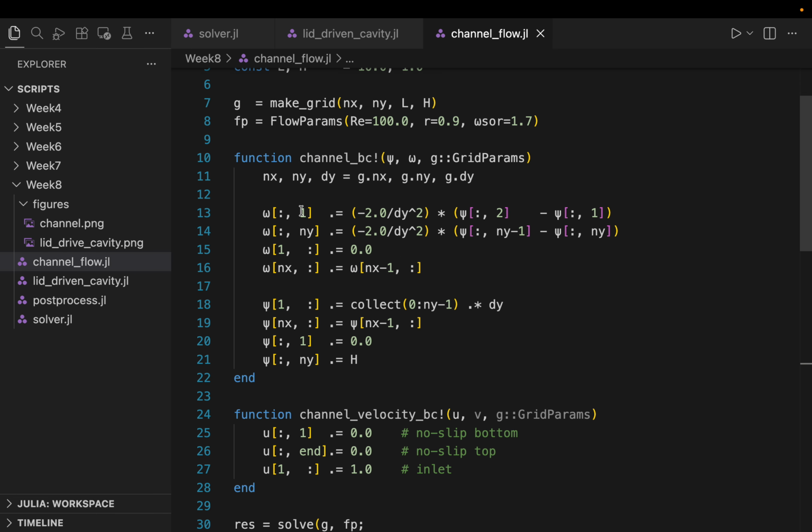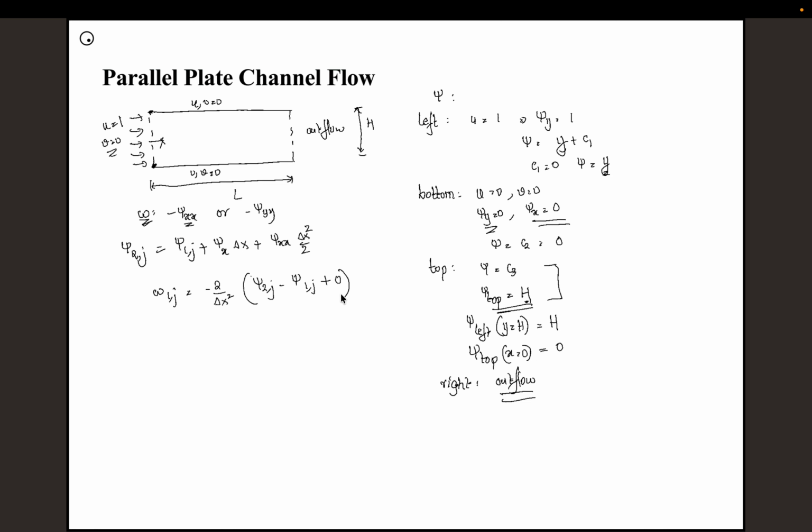As I said, this is along the bottom wall and top wall; bottom and top walls are straightforward. And at the inlet, this turned out to be 0 for me. You can check this also. Otherwise, you can also write it in the fashion that I have shown here. You can write it like this also.